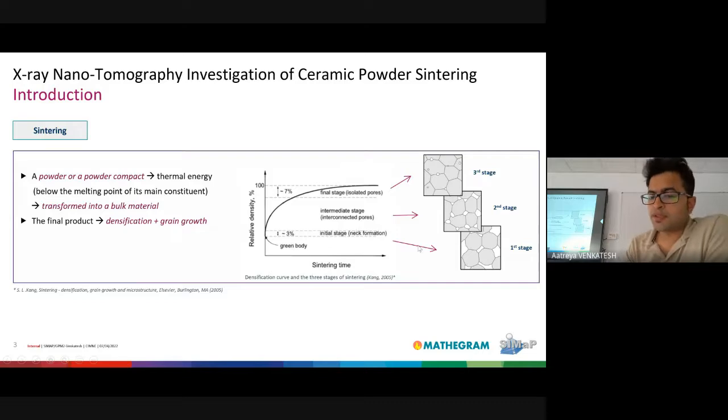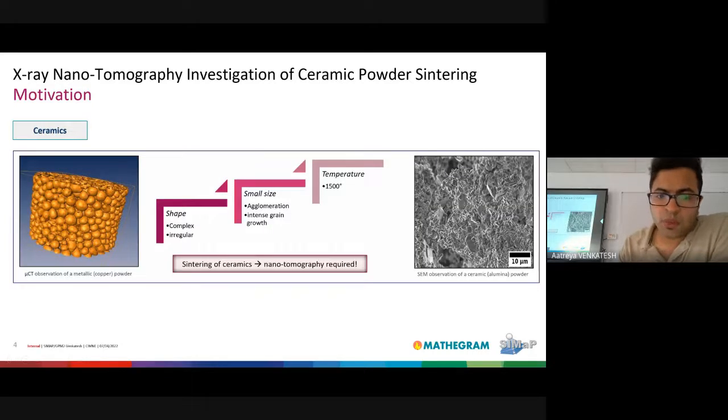So the complete process is divided into three overlapping stages, as you can see here, which is characterized by initially a formation of so-called necks in between particles, then over time densification, and finally grain growth. Now, quickly to touch upon why the chosen material of interest here is ceramics.